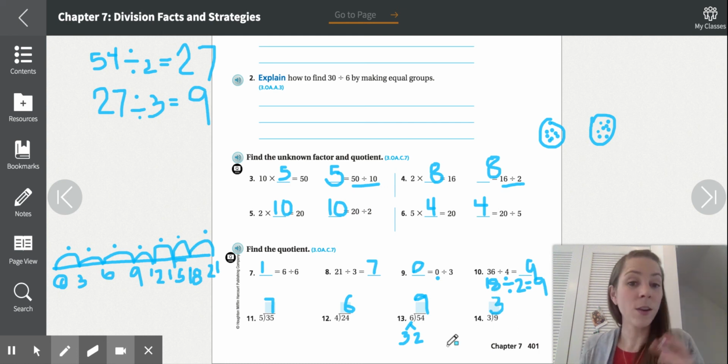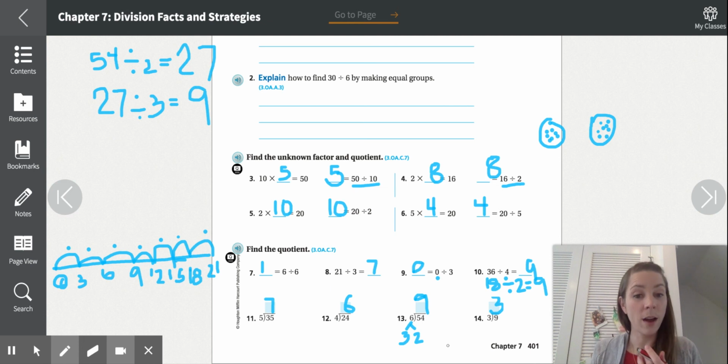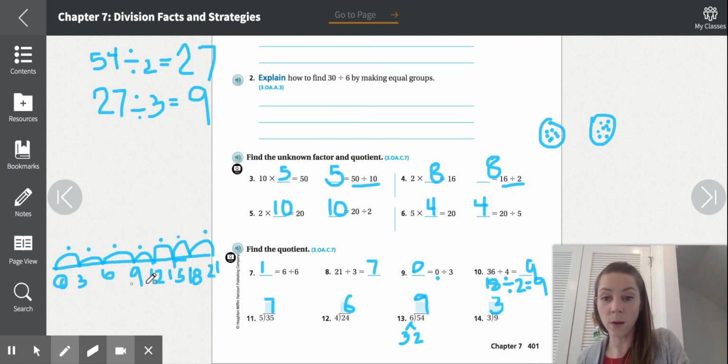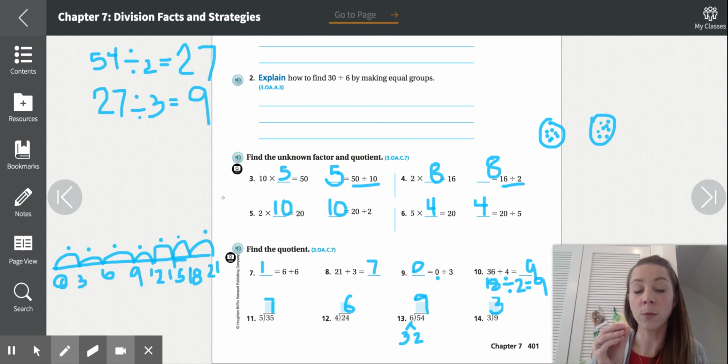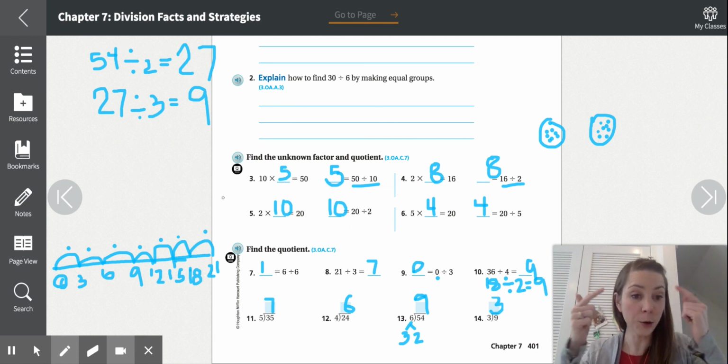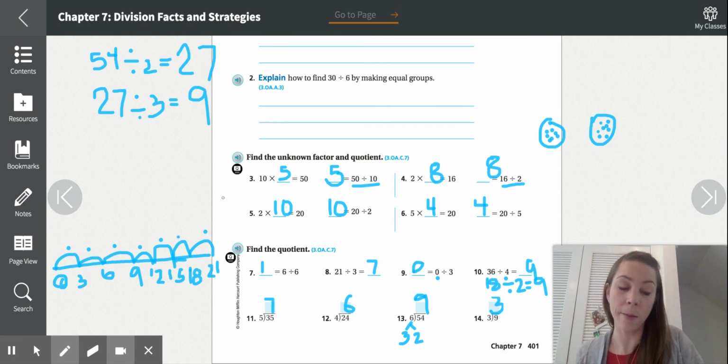Okay, so give yourself a star or smiley for all the ones you got right here. If you got something wrong, then you need to use one of these strategies. Circle groups, skip count on a number line, maybe use the factors and work it out on your paper right now the correct way. And next time, remember, if you're not 100% sure of the fact, you need to work it out paper and pencil.